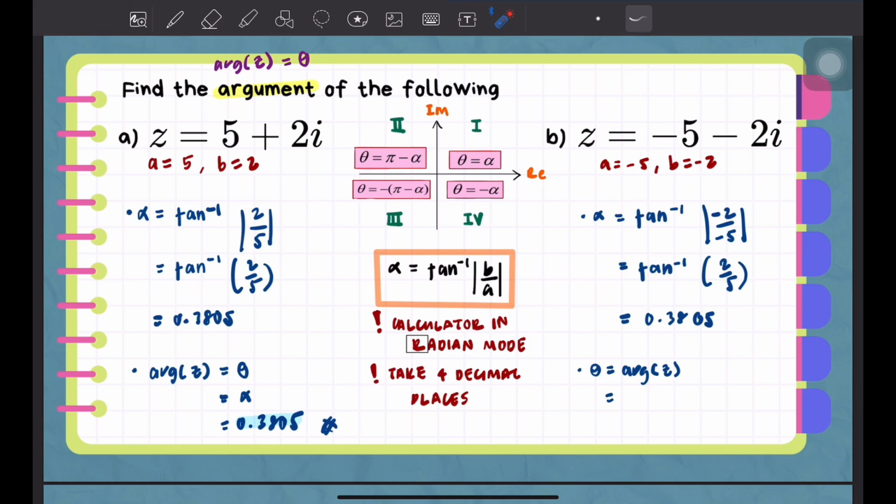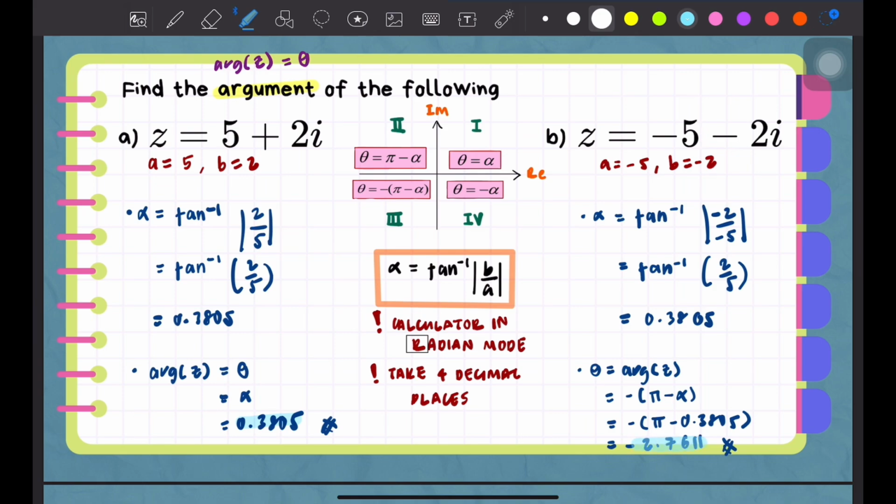Okay, now for the theta or argument of the complex number, we need to use the formula from the third quadrant, because as you can see over here, the real part is -5, which is somewhere over here, and then the imaginary part is -2, which is somewhere over here. So we're going to need to use the formula from the third quadrant. So our theta is equal to -pi minus alpha, so -pi minus 0.3805, which gives us -2.7611. Okay, so that is how we find the argument of complex number or theta.